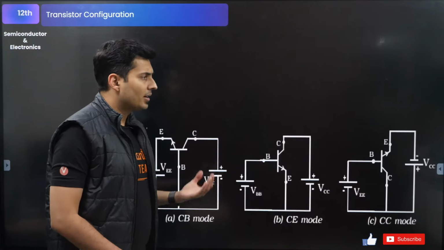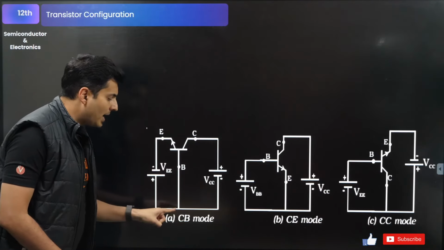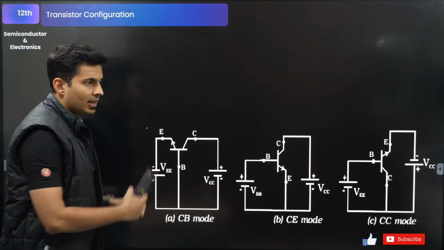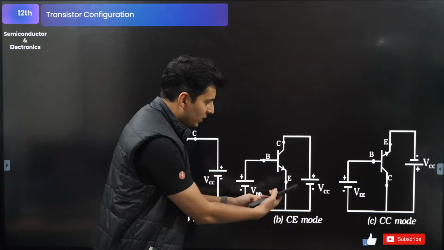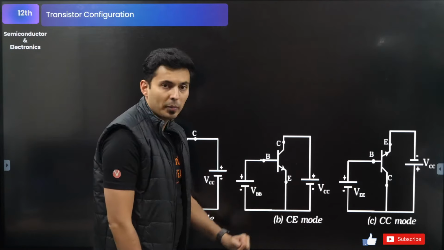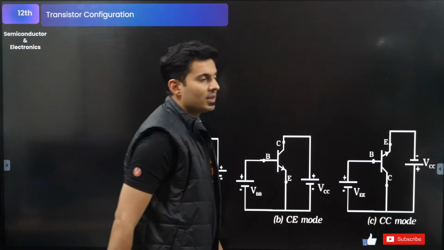Now, how do you connect such a transistor? There are three ways of connecting it. Either you take the base, which is common, and connect it to two circuits, or you take the emitter, which is common to both the circuits, that is called common emitter, or you take the collector, which is common and connect it to both the circuits.